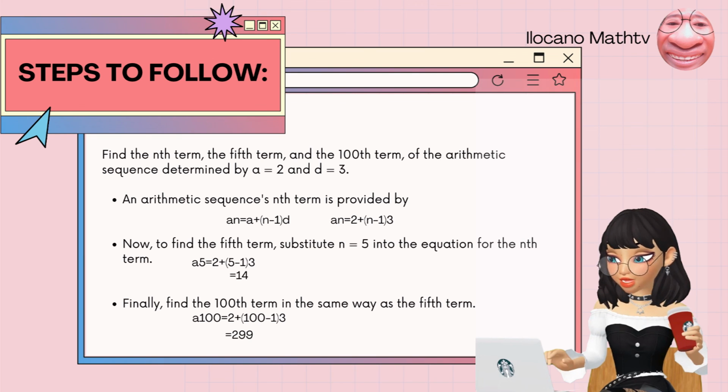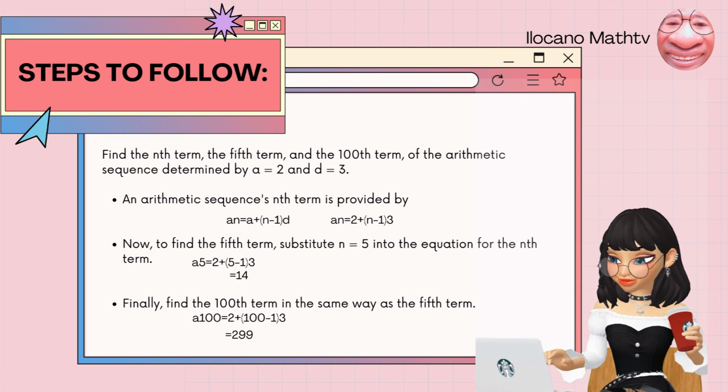So for our first step, let's look for the arithmetic sequence nth term provided by a_n equals a plus n minus 1, then d. Let's substitute the a: a_n equals 2 plus n minus 1, and our d is 3.